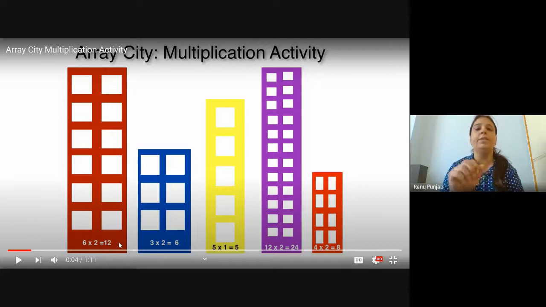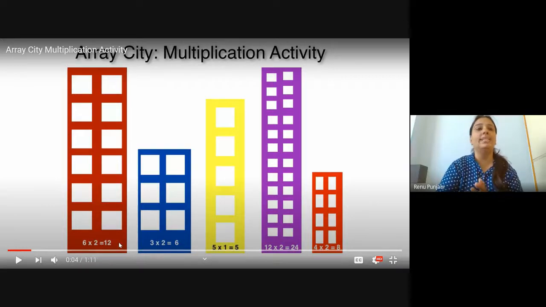Same way, 3 multiplied by 2 equals 6: 3 rows, 2 columns. 5 into 1, 5 rows, 1 column. 12 into 2, 12 rows, 2 columns. 4 into 2, 4 rows, 2 columns. This is the standard method. I'm telling 6 into 2 is 12.